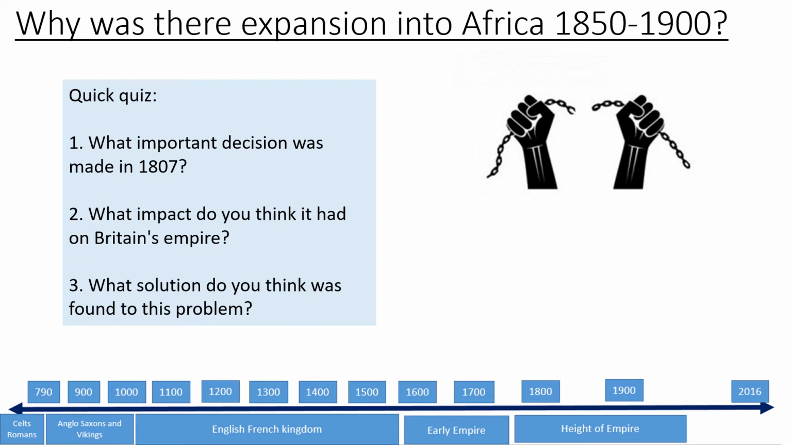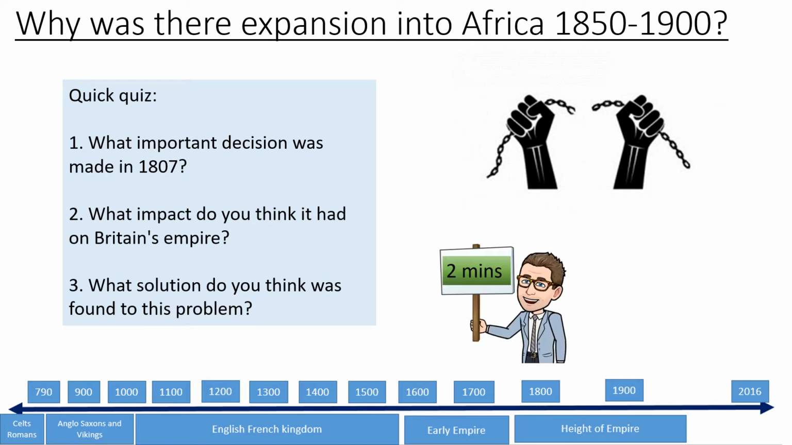Okay, just to get you thinking a bit harder, quick quiz. 3 questions, very quickly. What important decision was made in 1807? Clue on the slide. What impact do you think it had on Britain's empire? And what solution do you think was found to this problem? I'll give you 2 minutes to do that. Pause the video now.